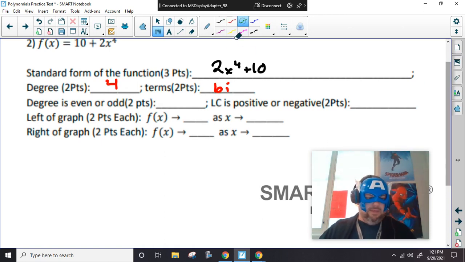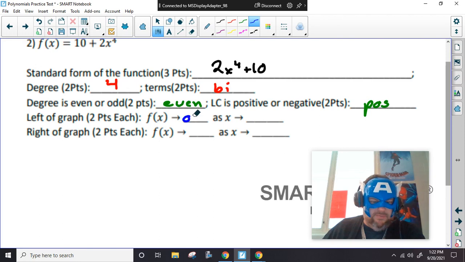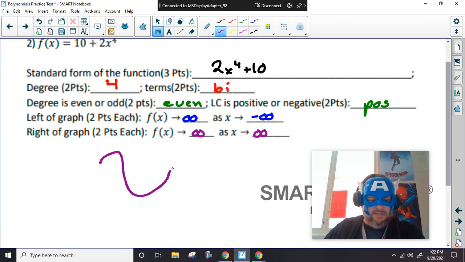Is the degree even or odd? This one would be even. Is this positive or negative? This would be positive. So even and positive, this goes to positive infinity as x goes to negative infinity, and this goes to positive infinity as x goes to positive infinity, because this graph looks something like this, per se.